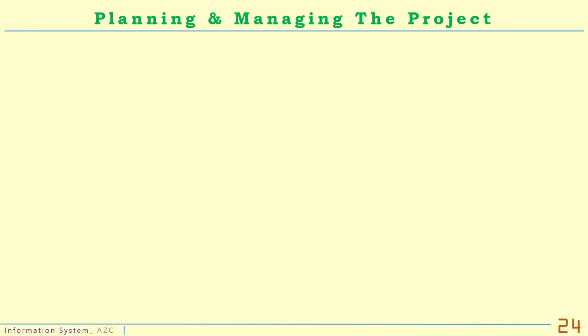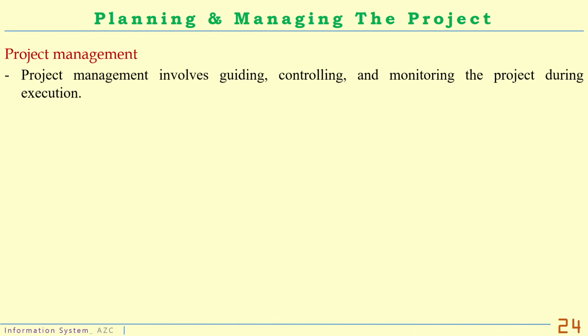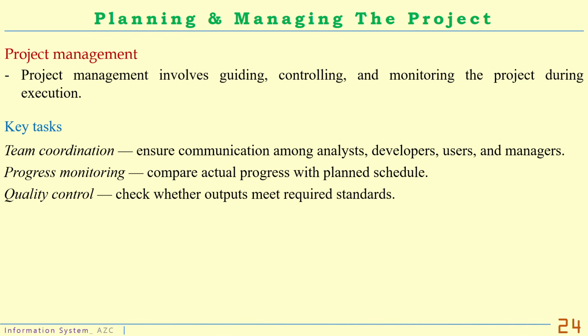Project management. Project management involves guiding, controlling, and monitoring the project during execution. Key tasks: team coordination. Ensure communication among analysts, developers, users, and managers. Progress monitoring. Compare actual progress with planned schedule. Quality control. Check whether outputs meet required standards.